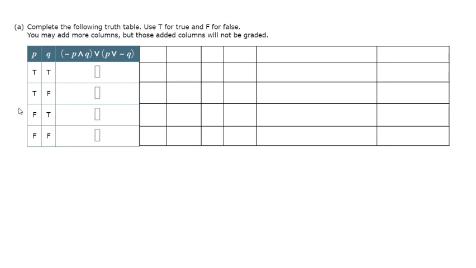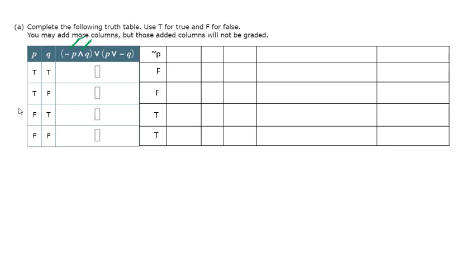Now, again, what I like to do is work left to right as much as possible. So, the first thing I come across is this, the negation. I can perform the negation because I know the P column. So, I'm going to put the negation of P: opposite of true, opposite of true, opposite of false, opposite of false.